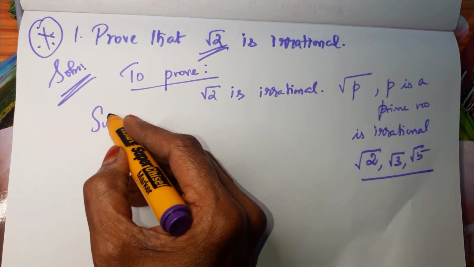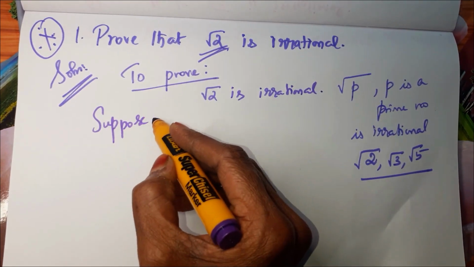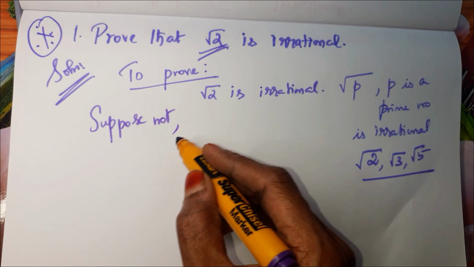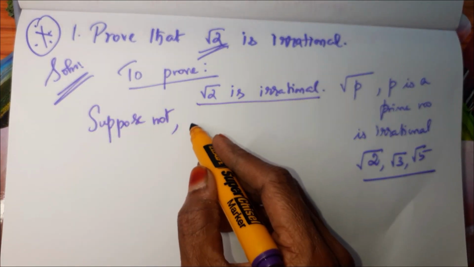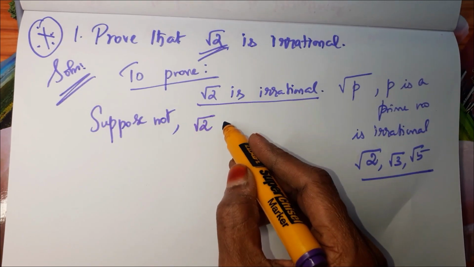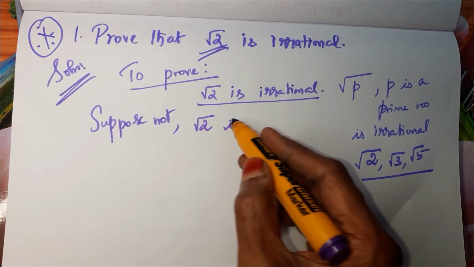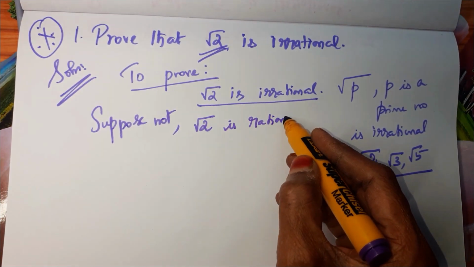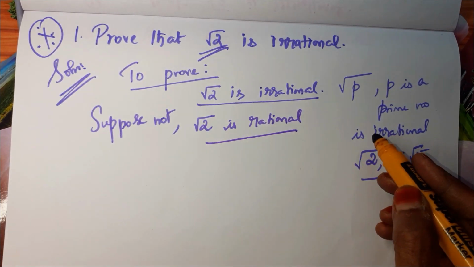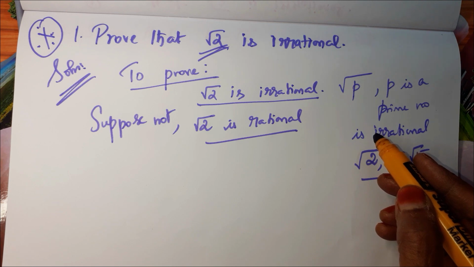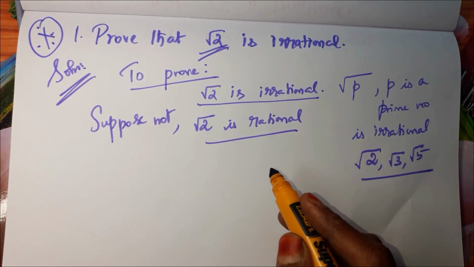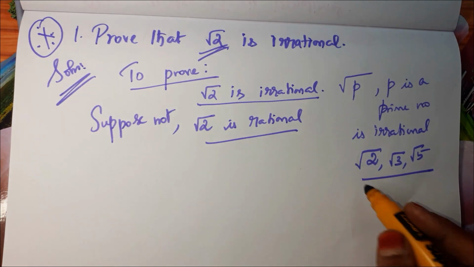Okay, suppose not. Suppose not means what we have to prove? No, we are taking the opposite of it. We have to prove root 2 is irrational, so we are taking the opposite, that is, root 2 is rational. This is called a contradiction proof. Contradiction proof means we take the negative of what we originally have to prove. So we are taking root 2 as a rational number.